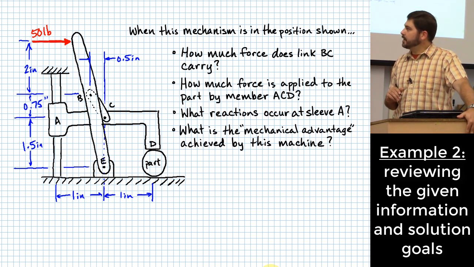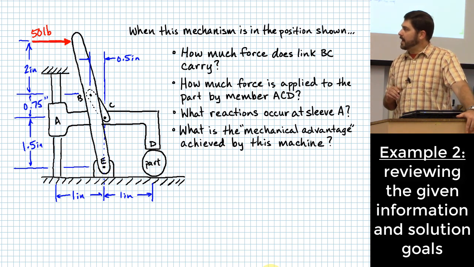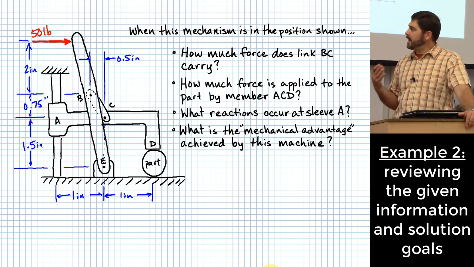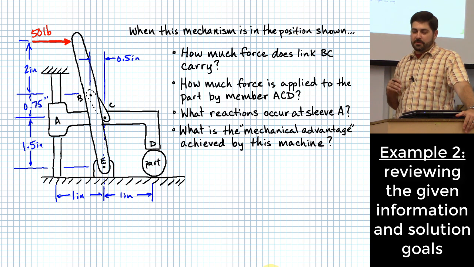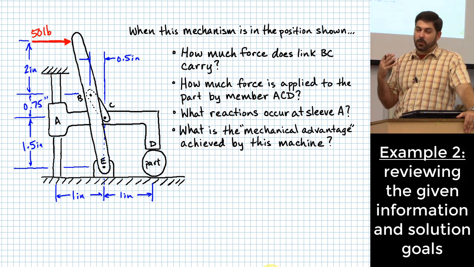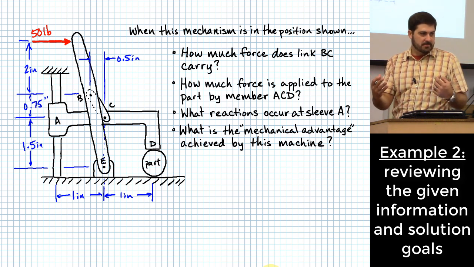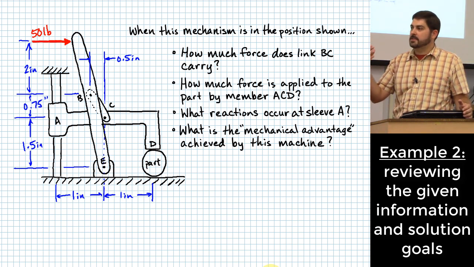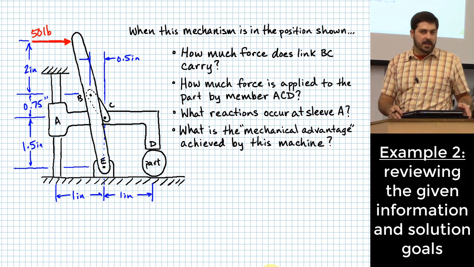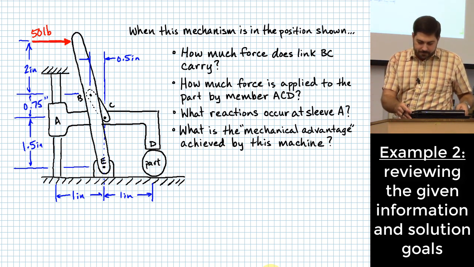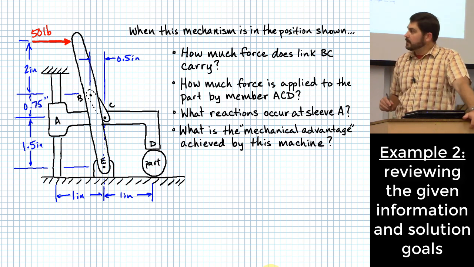Okay? So it's saying what reactions occur at sleeve A, we'll solve for those. And then lastly, it's asking the question, what is the mechanical advantage achieved by this machine? Without knowing anything about mechanical advantage, what would you think mechanical advantage might refer to? Essentially, how much force do we get out of the machine for how much force we have to put into the machine? And that ratio ends up giving us this idea of mechanical advantage. So we'll take a look at that here when we get there. All right, so this is the problem.